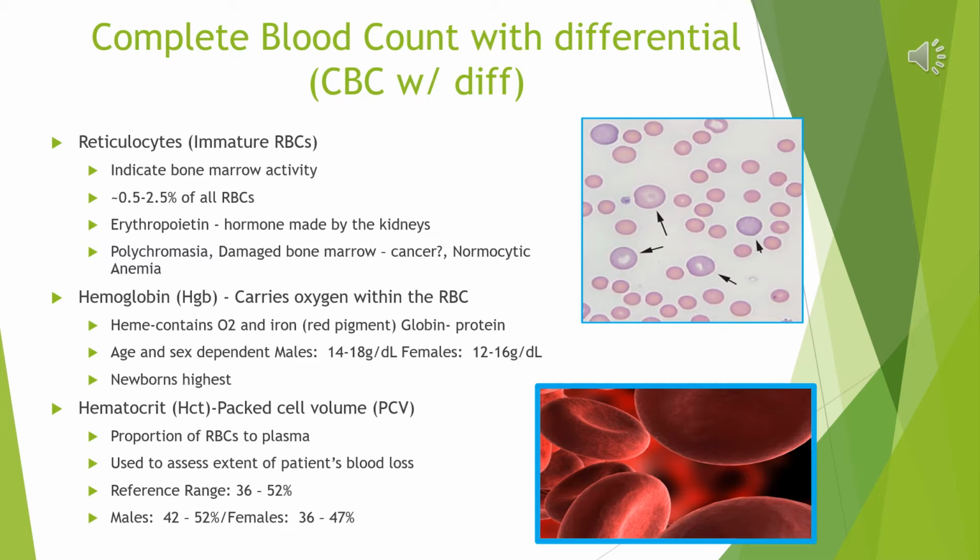Hemoglobin carries oxygen within the red blood cell. The heme contains O2 and iron, which is the red pigment, and globin stands for protein. It's dependent on age and sex, with a reference range for males and a reference range for females, and we see that in males it's typically a little higher. Newborns have the highest. Hematocrit is the packed cell volume. It's the proportion of red blood cells to plasma. It's used to assess the extent of a patient's blood loss. You've got a reference range there, again, a little higher in males.